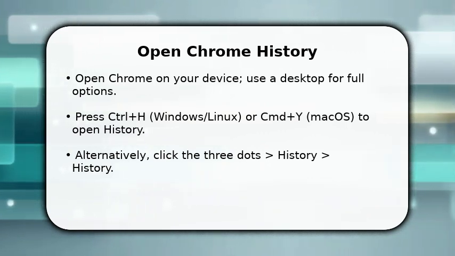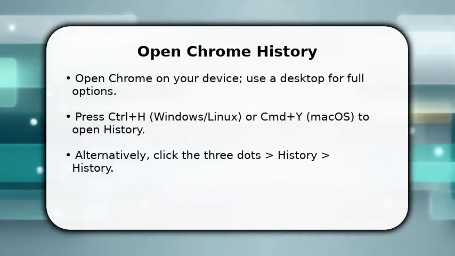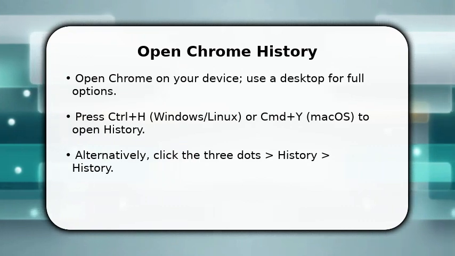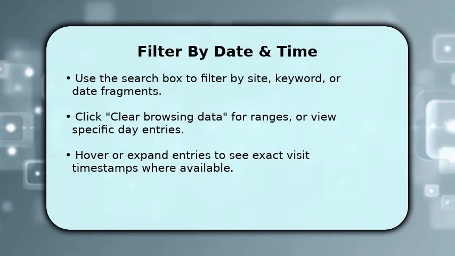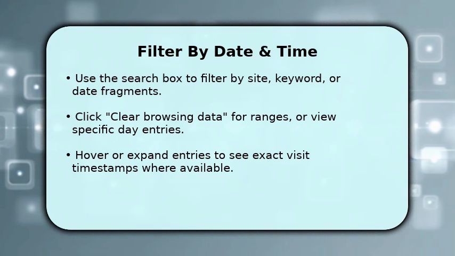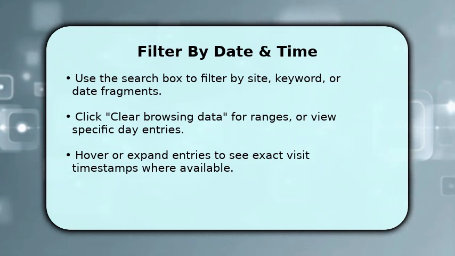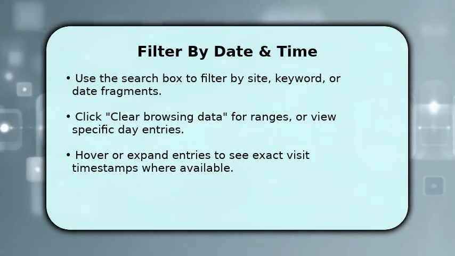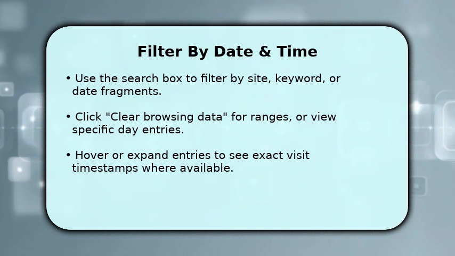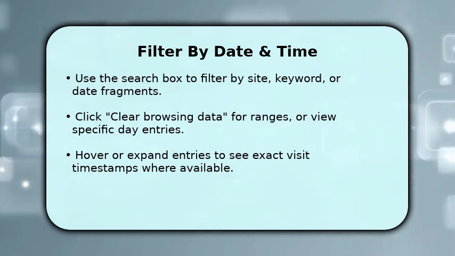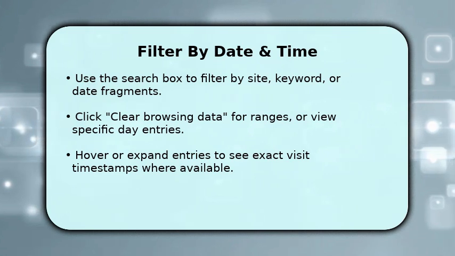This first action puts the raw data in front of you so you can inspect times and sessions in the next steps. Now you refine results. Type a site name or date like 2026-01 to narrow entries, because search filters reduce noise. Make sure to scroll to the target day. Chrome lists visits in chronological order so time patterns emerge.